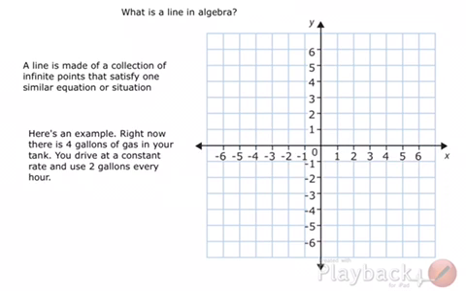Right now, let's say you have 4 gallons of gas in your tank. If we're talking about the x-axis for time, that'd be 0. We're at 0 hours, and right now we have 4 gallons of gas. That's where we're at. And every hour that we continue to drive, we're going to use 2 gallons.